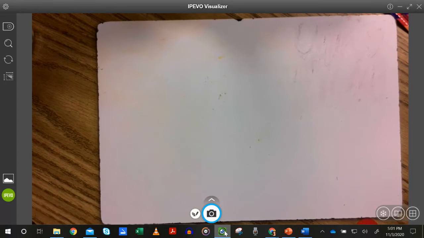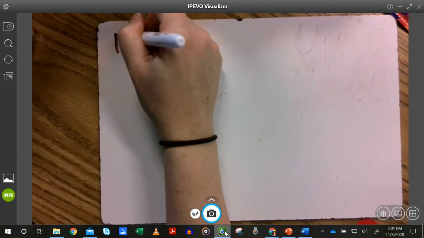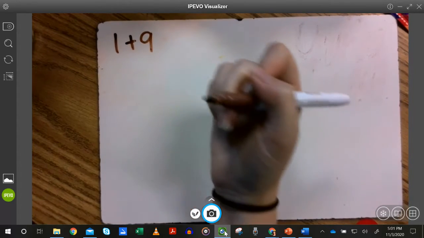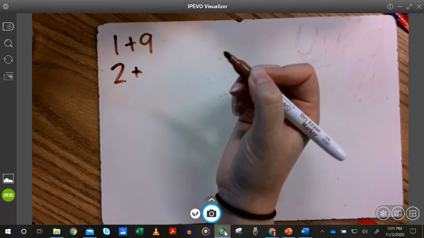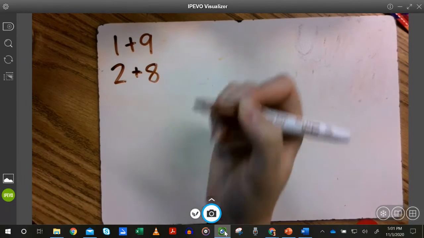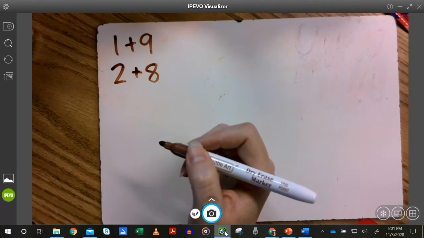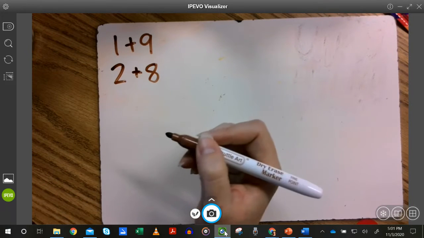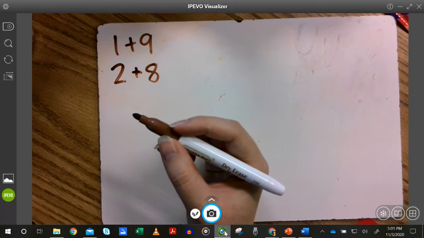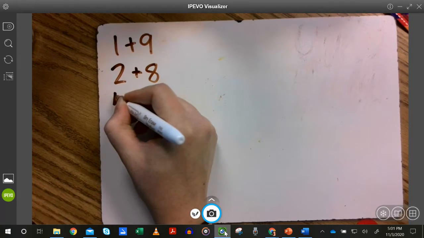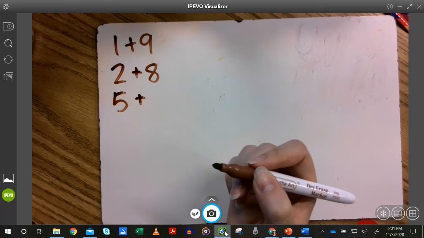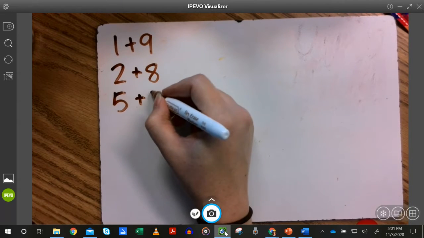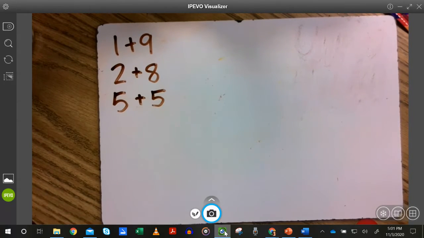Let's look here. If I have 1, how do I turn it into 10? I need 9 more. Good. How about 2? How do I turn 2 into 10? 8 more. Ooh, I'm going to go out of order. We could finish the pattern, but I'm going to see if you know them. Let's see. We'll start a little bit easier. If I have 5, what do I need to turn it into 10? Another 5. Okay, we use our hands for that.